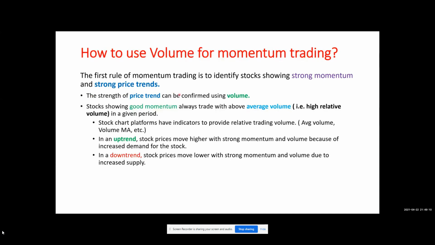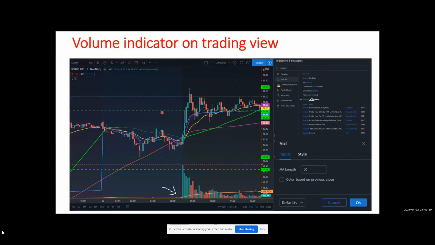And strength of the price trend can be confirmed using volume. That's why volume is very important. And stocks showing strong momentum always trade with above average volume, that is high relative volume in a given period. Now, stock chart platforms have indicators to provide relative trading volume, that is the average volume, using the volume moving average. So if I go here, right, I want to show you how exactly you can add this to TradingView.